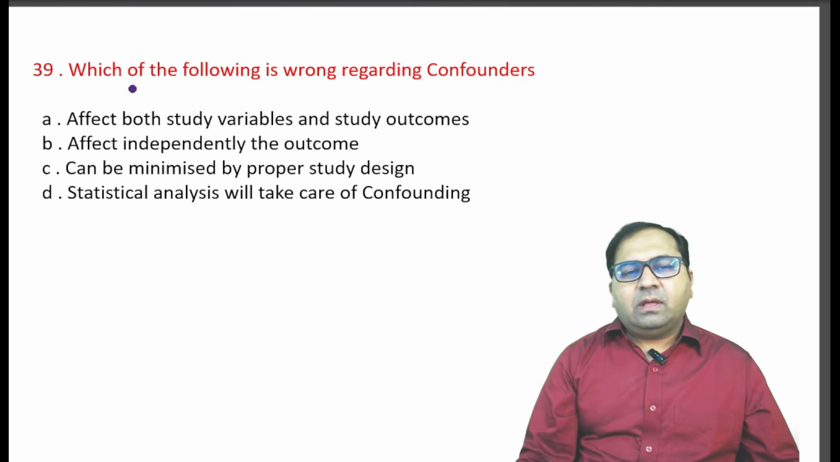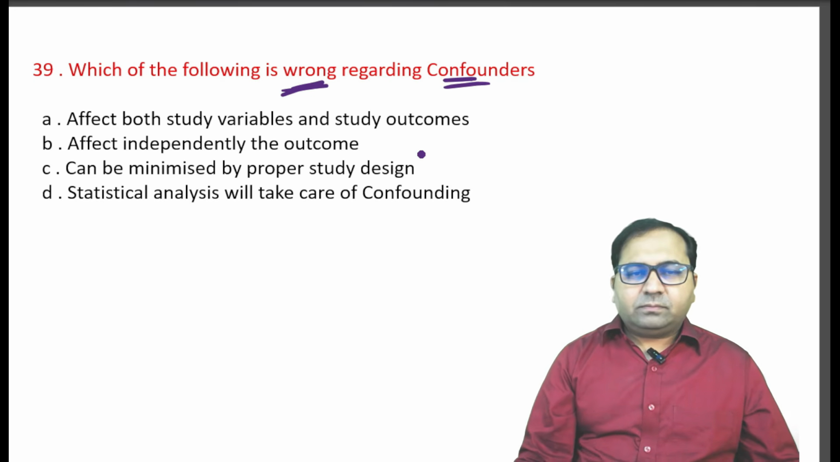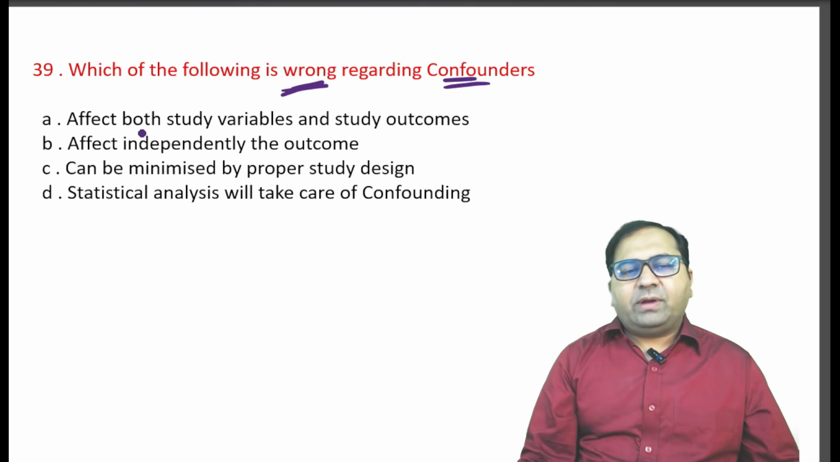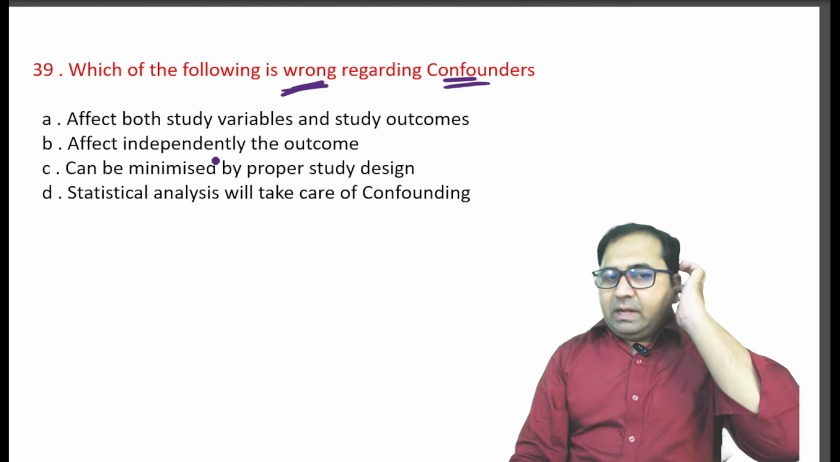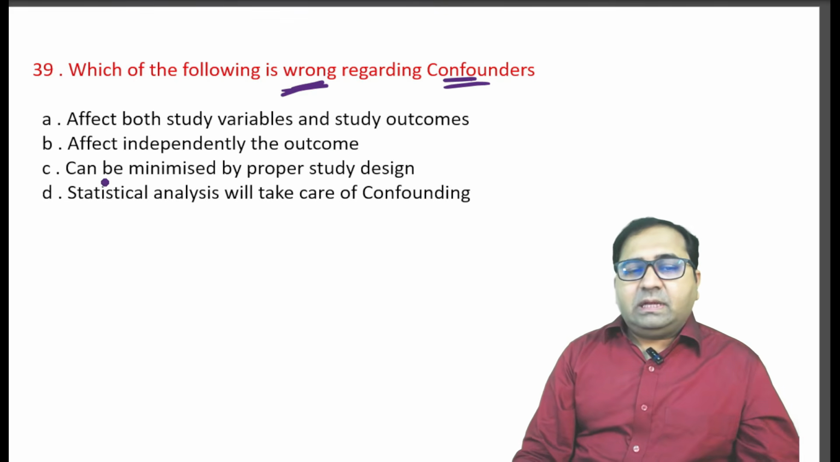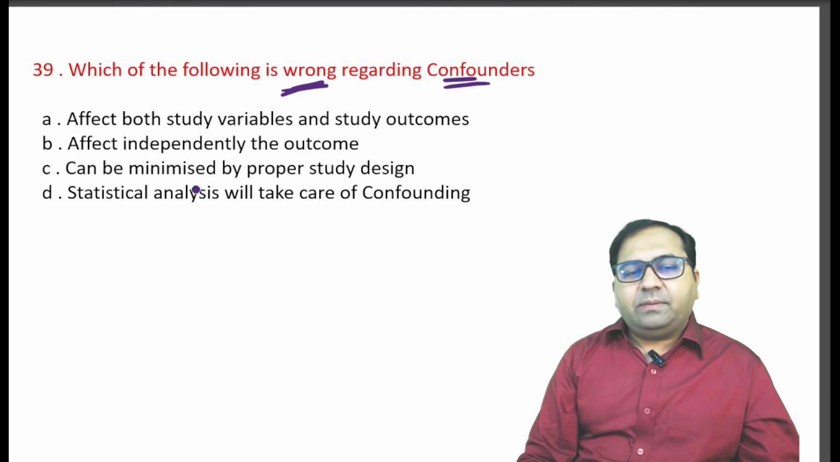Then next question. Which of the following is wrong regarding the confounders? The options are A, affects both the study variables and study outcomes. B, affects independently the outcome. C, the confounders can be minimized by proper study design. Or D, statistical analysis will take care of the confounding. So what is wrong regarding confounding?